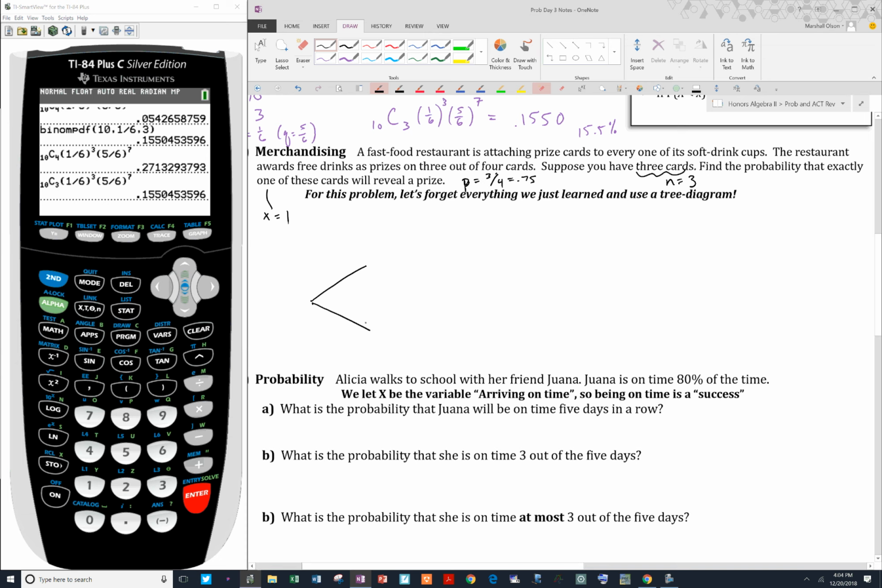We're just going to use a tree diagram to show you that it's a legitimate way to do this as well. So I got P for getting a prize and N for not getting a prize. So on the first card, I could get a prize or I could not get a prize with those probabilities. After the first card, those probabilities stay the same. I could get a prize or not get a prize on the second card.